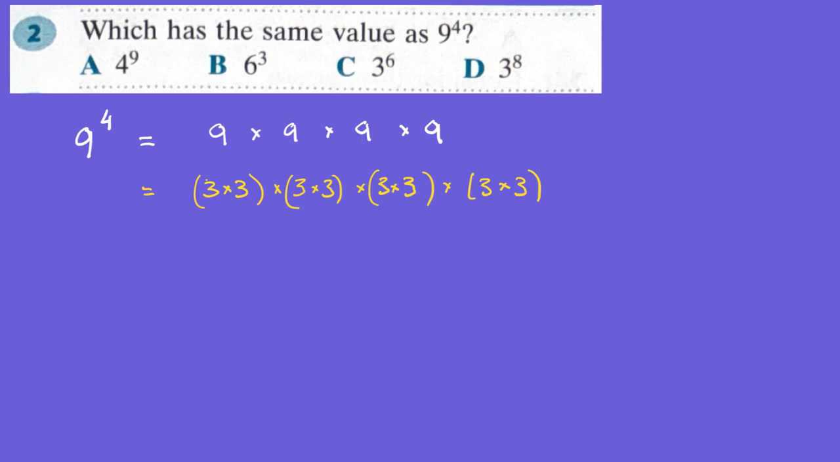In fact, we've got 8 3's. So what happens if we have 3 times 3 times 3 times 3 times 3 times 3 times 3 times 3? I've got to have 8. 1, 2, 3, 4, 5, 6, 7, 8 of them. That means we've got 3 to the power of 8. So that would be the same thing as saying 3 to the power of 8. And that's good enough for us because our answer to this could be D.